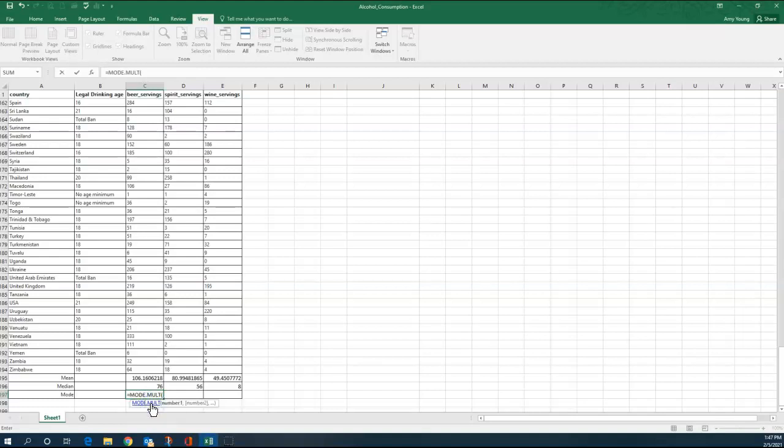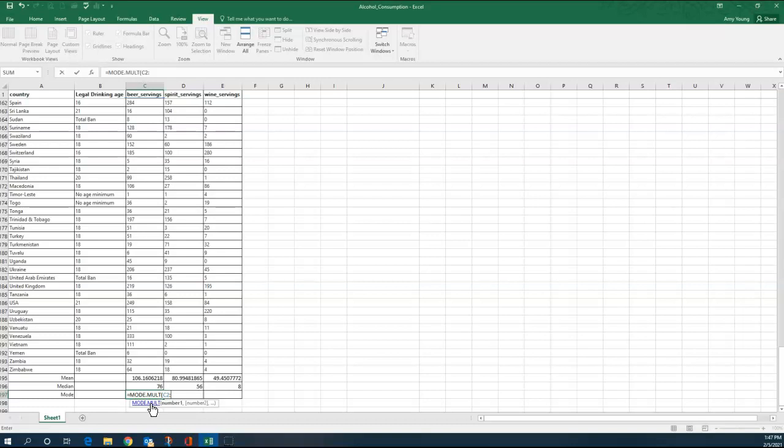That way, if there are multiple modes, it will pick those up and put commas between them. By the way, if there are no modes, it will come up as not applicable, with a little hashtag saying that this isn't possible. And that just means that there was no mode. Because remember, in your data sets, you can have data that has no mode whatsoever.